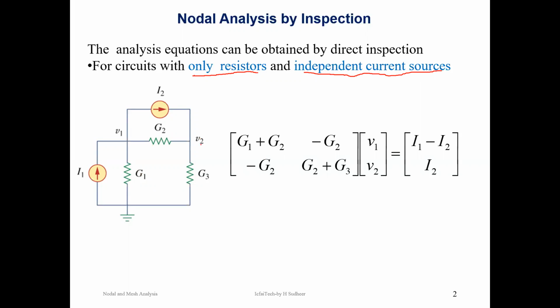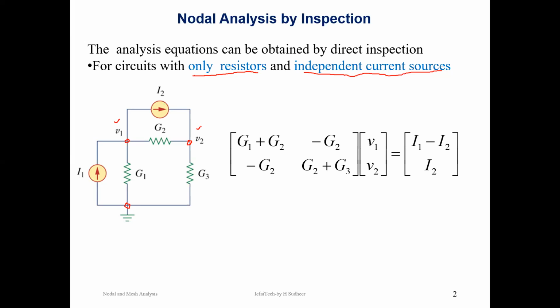So first you need to identify the number of unknown node voltages. If you carefully observe the circuit, it consists of three nodes. Out of the three nodes, this node is taken as a reference node. The unknown node voltages are V1 and V2.